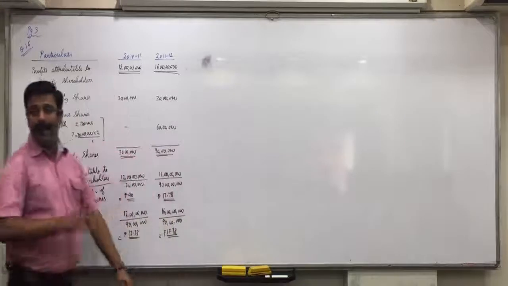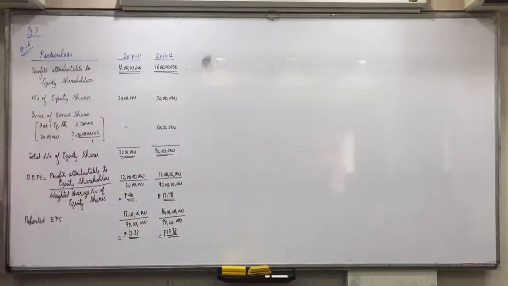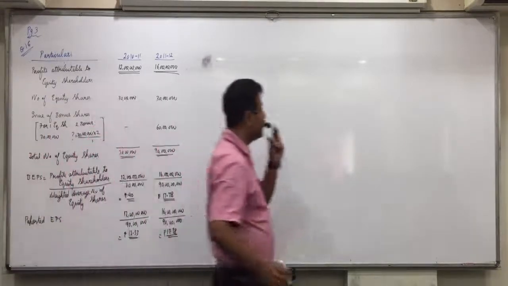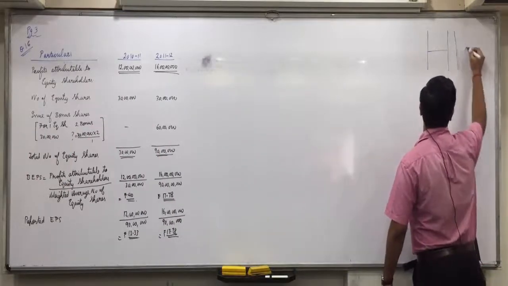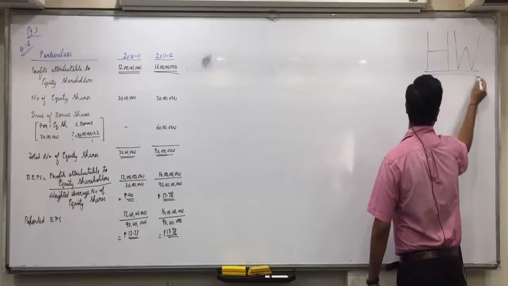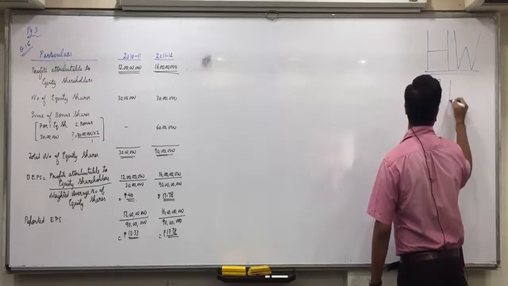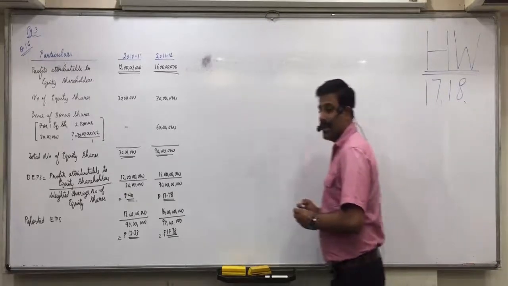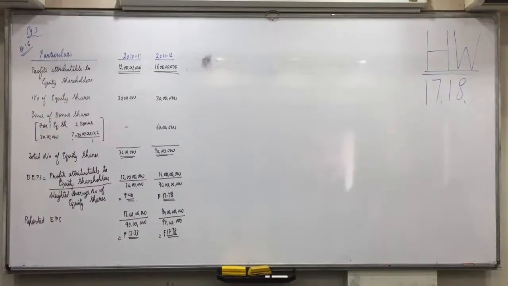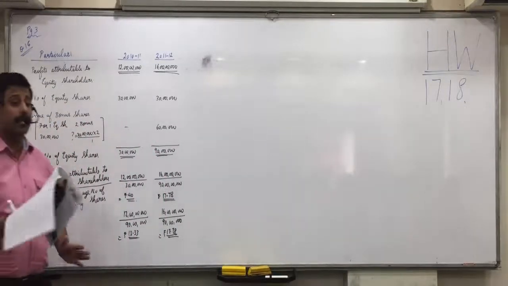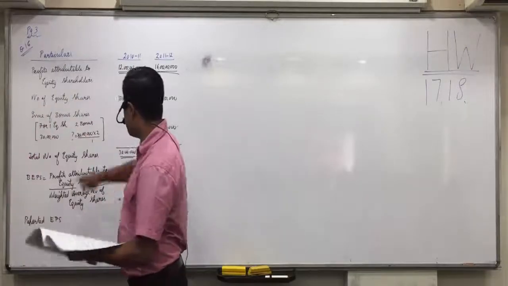So, any confusions? Homework will be 17-18. Do you want to practice more on this, or everyone is clear with it? Clear. Okay, clear, then take the homework. 17-18. And these are more simple because bonus is also directly given. You don't have to find these shares by making the equation.